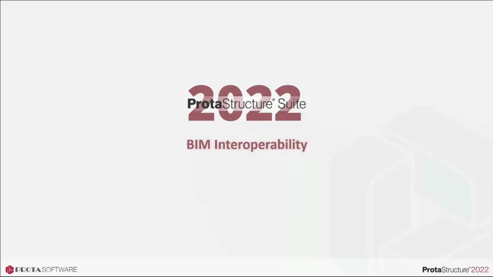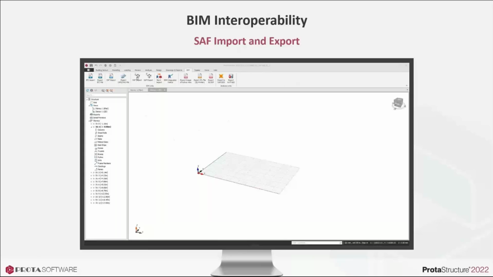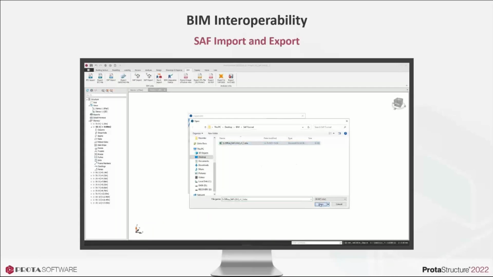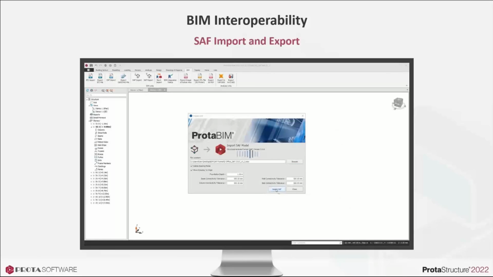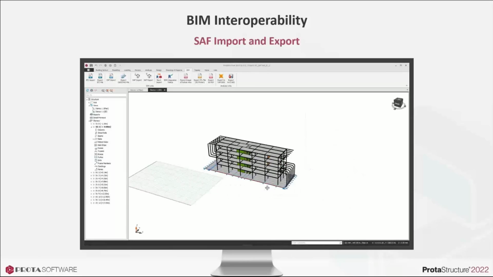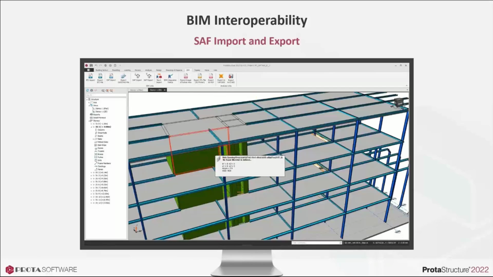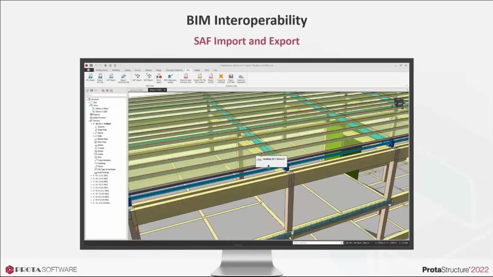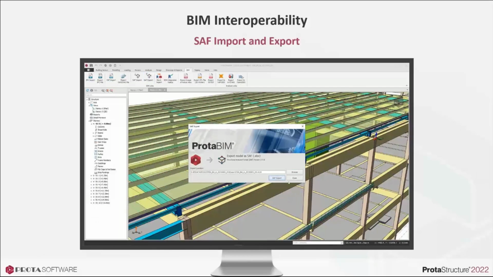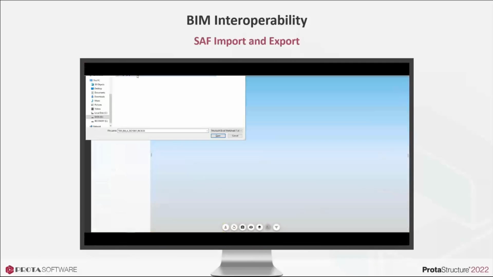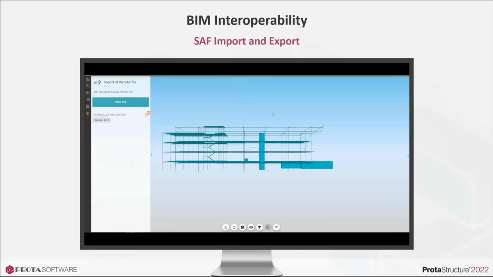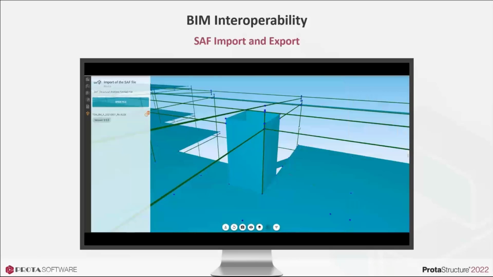And we have done a lot of work in terms of interoperability in 2022. As you remember, it was one of the focus areas of the product. So we introduced the SAF import and export functionality. SAF is an initiative from Nemetschek Group to improve the collaboration between structural engineers by developing an open exchange format for exchanging data between structural analysis software. The SAF format is actually based on Excel format. It's very simple, unlike IFC.